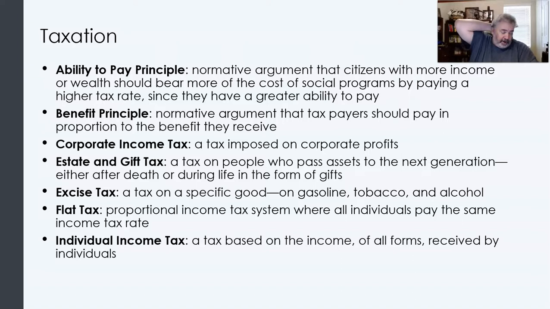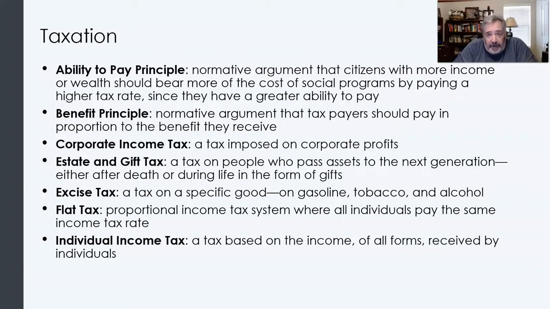The benefit principle is another one of these value judgments that says taxpayers should pay in proportion to the benefit they receive. I think it's fair to suggest that we should all have a little skin in the game. But corporate income tax is a tax imposed on corporate profits. Estate and gift tax is a tax on people who pass assets to the next generation, either after death or during their life in the form of a gift, or what do they call it, a bequest? I don't know what the proper form of that word is, but right?